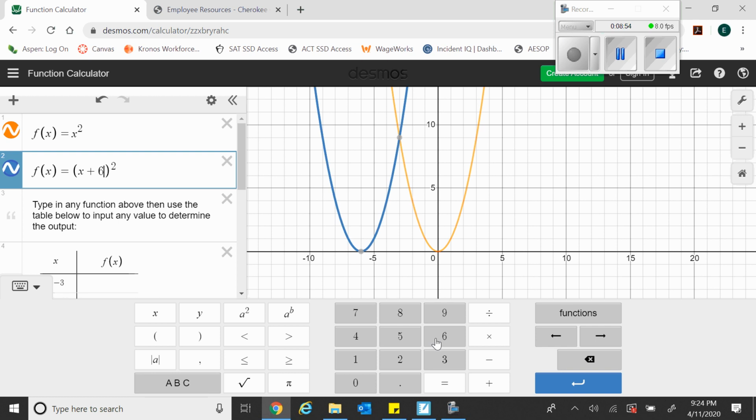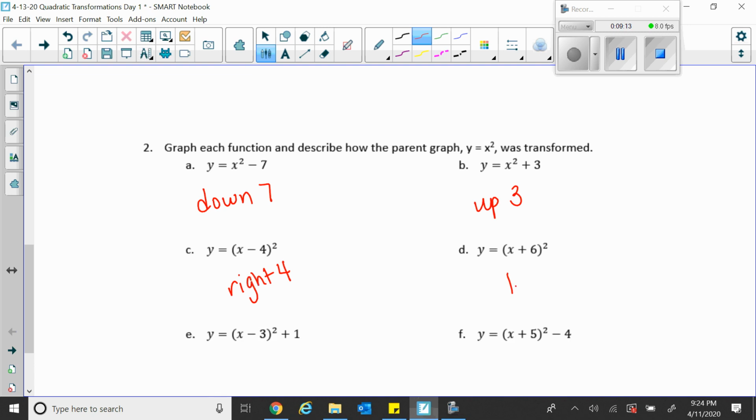So there we go. So if the other one moved it right, I bet you guessed this one would move it left. And it did. So the vertex at 0, 0 is now shifted over here to negative 6, 0. So when you add in the parentheses right here, it moves it left. So it went left 6 units.